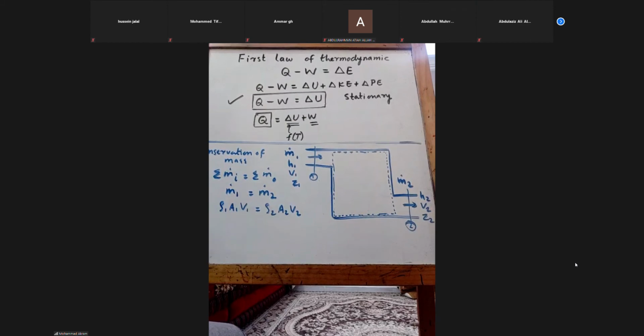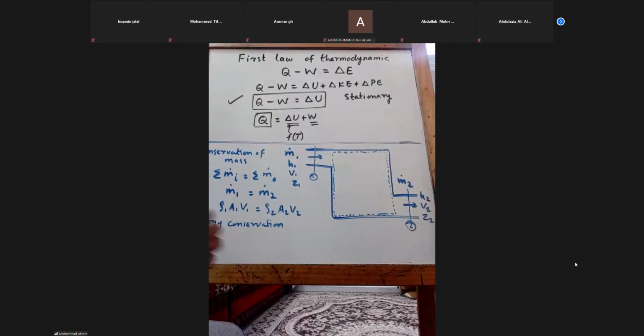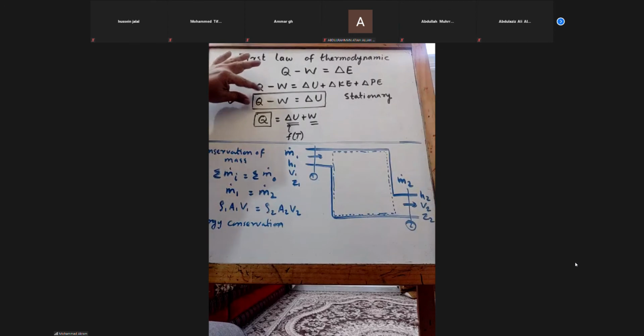Now similarly, we write conservation of energy. When we write energy conservation, actually the first law of thermodynamics is related to energy conservation only. Heat can change its form, energy can change its form, but the total remains the same. That is the mantra or basic concept of the first law of thermodynamics, that energy can be converted into work or it remains as internal energy.